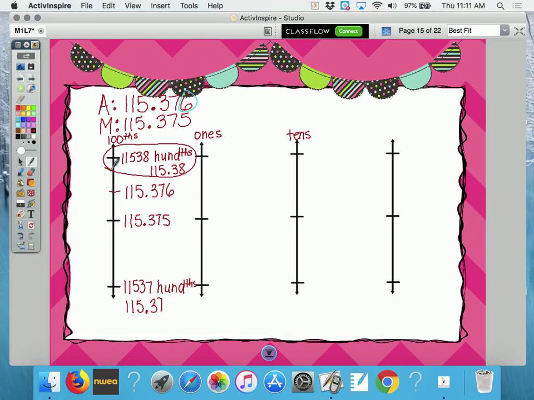Now, what I'm going to do, I'm going to write my answer with those 2 squiggle lines that mean rounds to. Rounds to 115.38. Okay, now we'll do the ones. Before we can do the ones, let's get our midpoint erased and the circle erased.